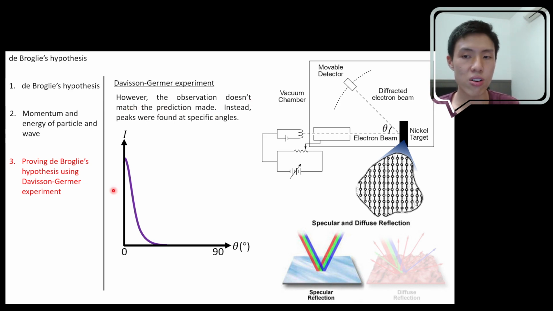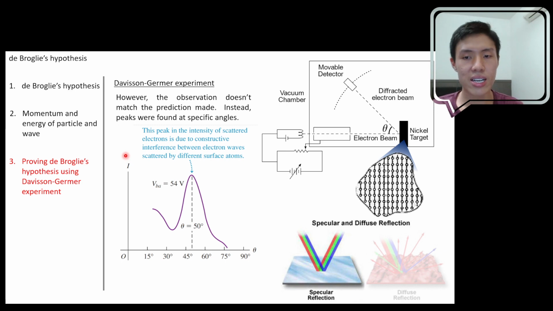You predict that all the electrons will get reflected off at 0 degree. But the problem is the result that they get is something like this. This is the result that they get when they conduct this experiment, and when they apply a voltage of 54 volt across here, they find that the angle at which you find the peak is around 50 degree.